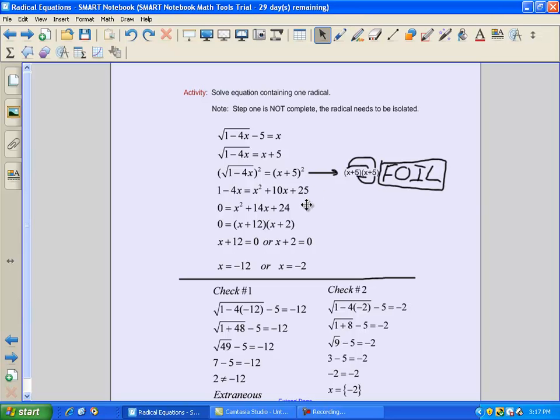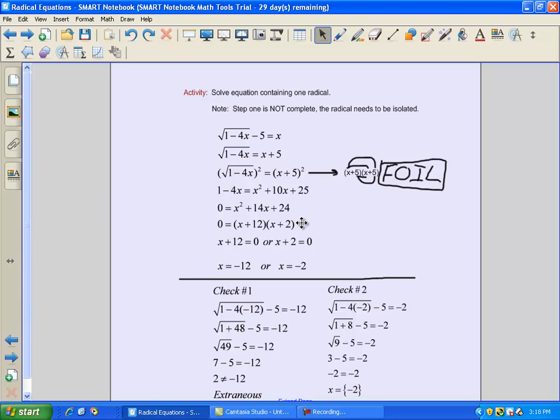At this point, we set it equal to 0 and try to factor the problem. Noticing that it's an x squared and there's a 1 in front of the x squared, the question I'm really asking myself is, can I find two numbers that multiply to give me 24 and add to give me 14? And it certainly can. If I take the 12 times 2, I get 24. If I take the 12 plus 2, I end up with my 14 in the middle.